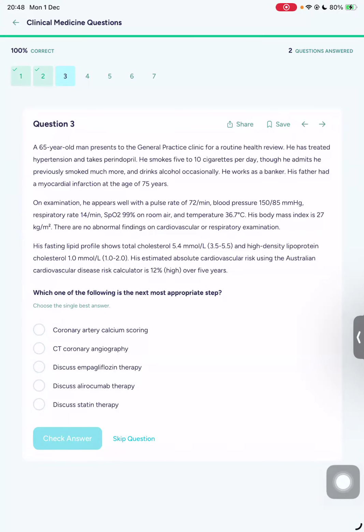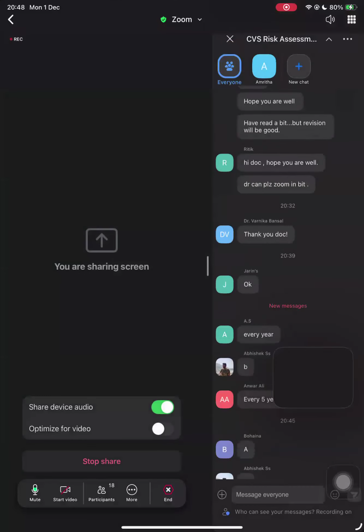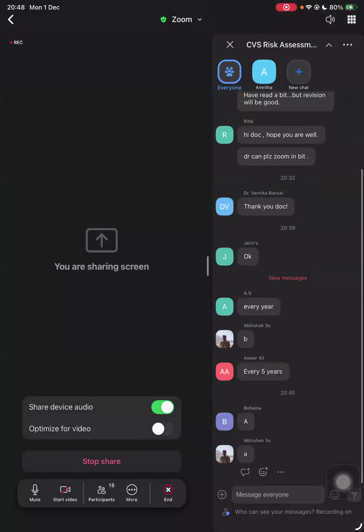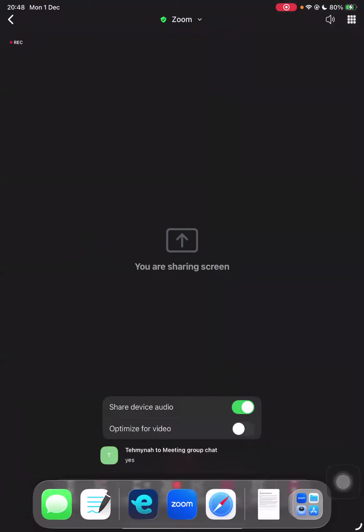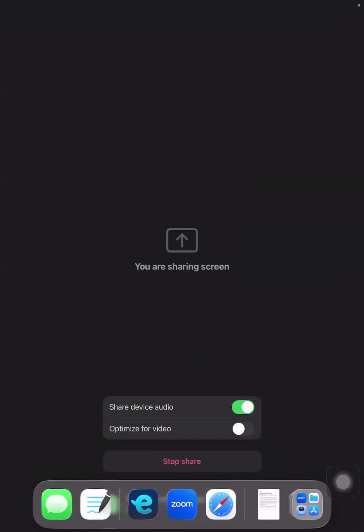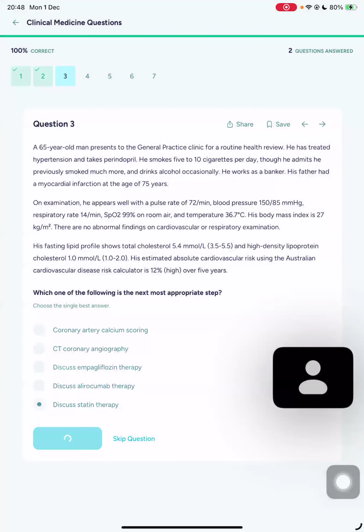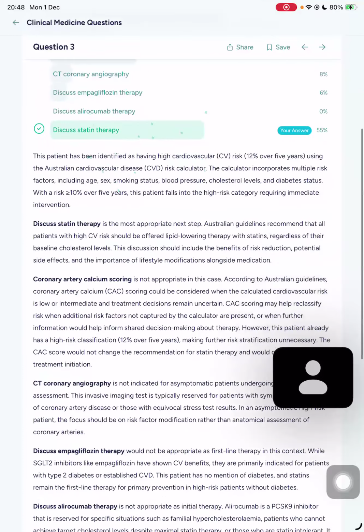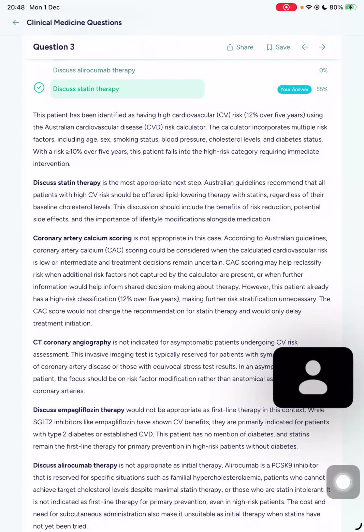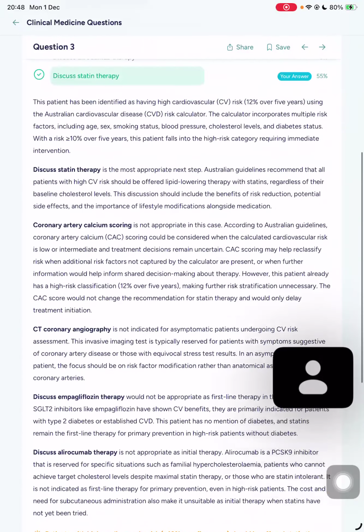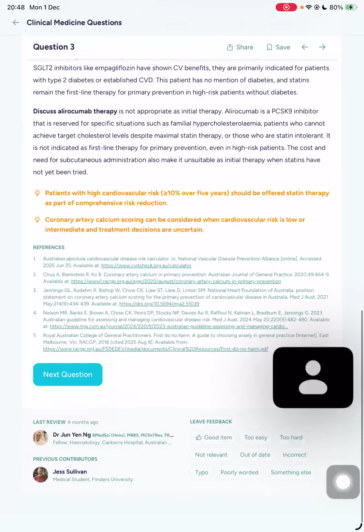Coronary artery calcium score? Discuss statin therapy? Anti-BP? All doctors agreed on discussing statin therapy, right? So let's check. Yes, got the point clearly.